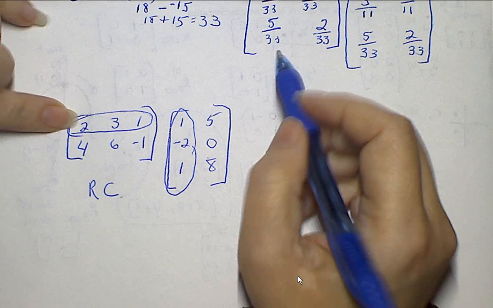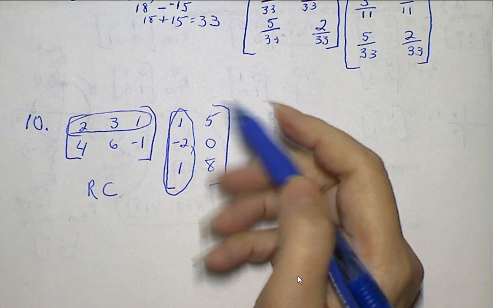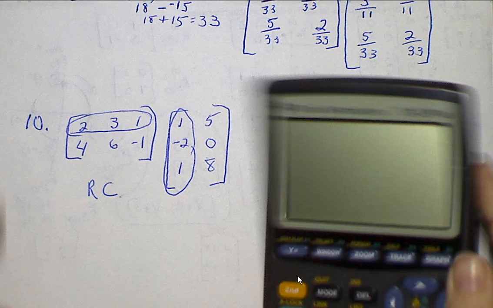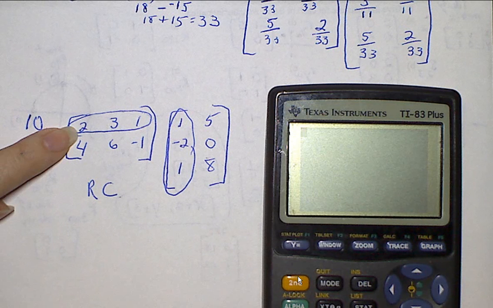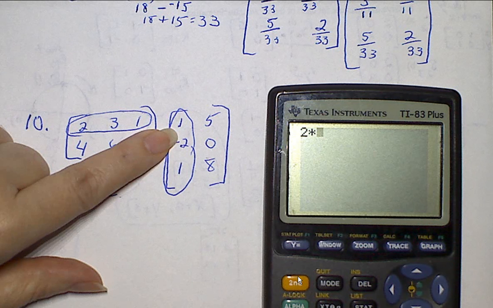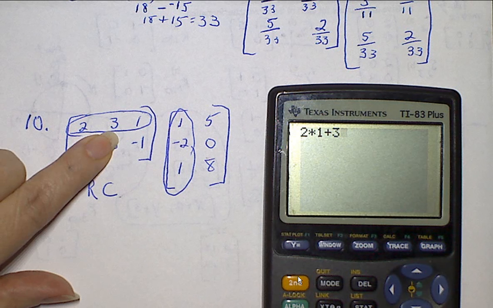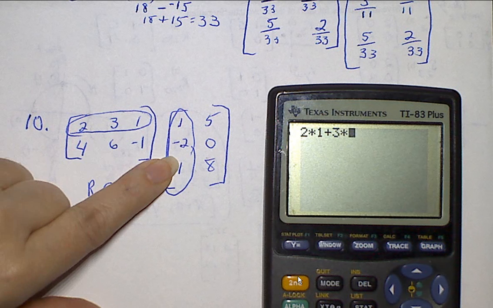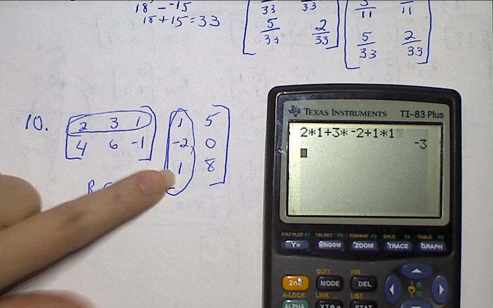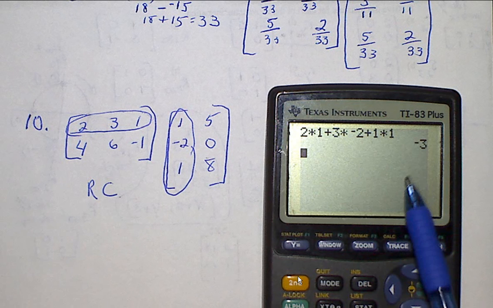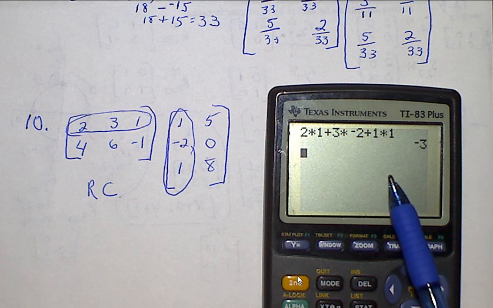So that means you have to go 2 times 1, and so I don't have to write everything out, I'm going to put my calculator right here. I'm going to turn on my calculator and clear it so you can see what I'm doing. So I'm going to go 2 times 1 plus 3 times my negative 2 plus 1 times 1. Now if you don't have a calculator that doesn't know the order of operations, then I would do it out this way.